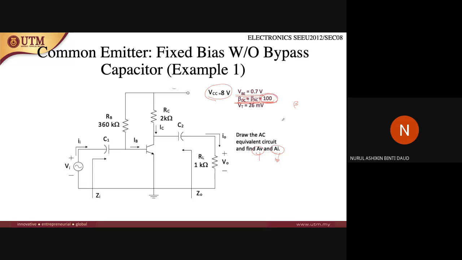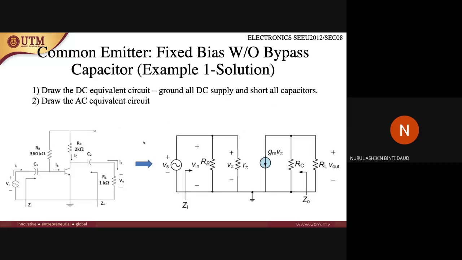So beta, the value of beta here, is 100, and VT is 26 millivolts. These are the currents of the real circuit, the original circuit. So first of all, what we need to do is draw the DC equivalent circuit, and then the AC equivalent circuit.